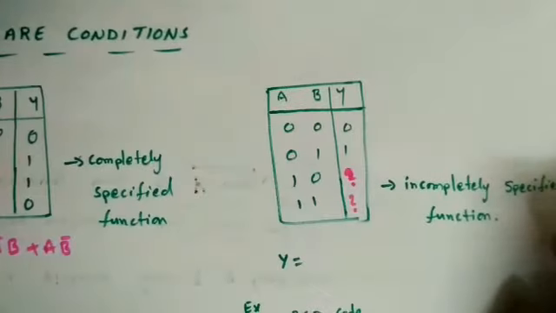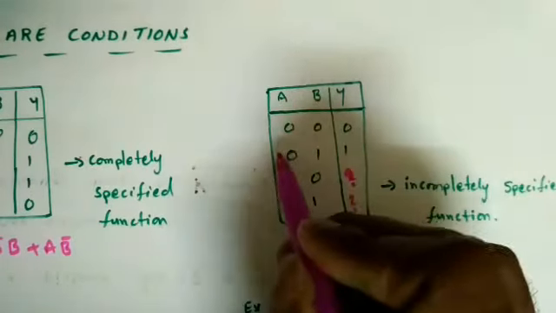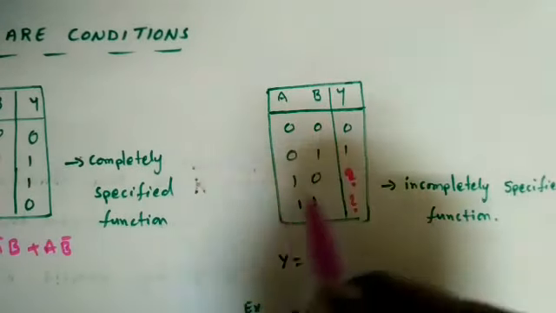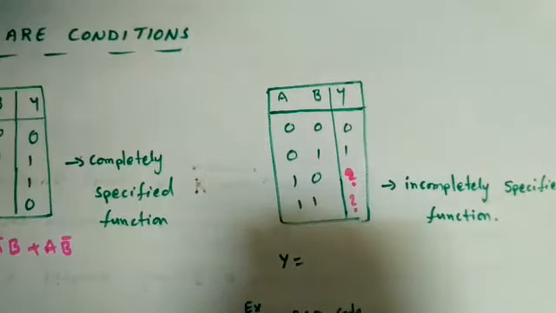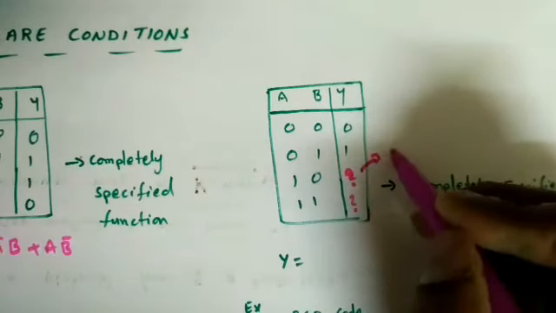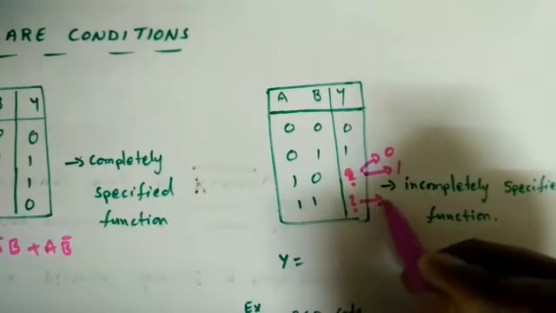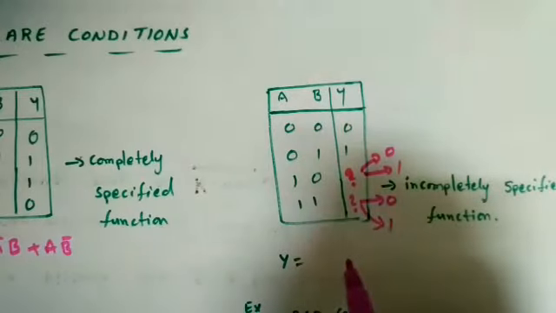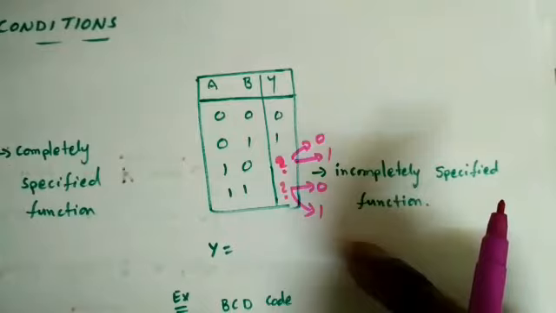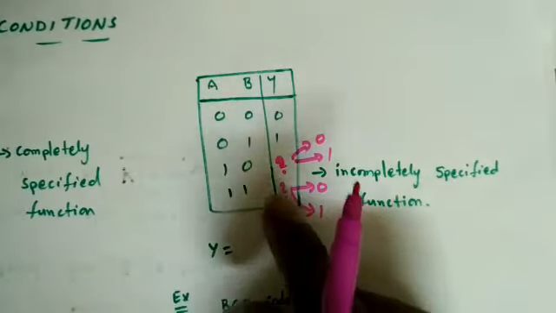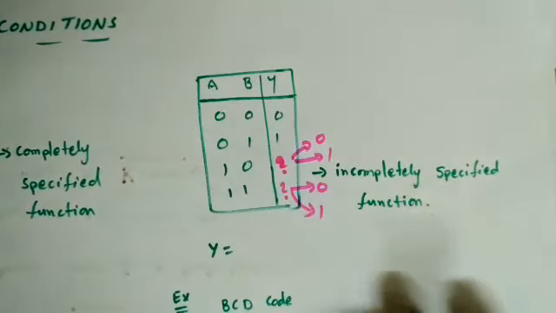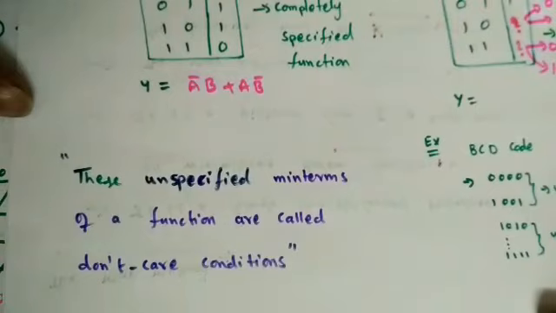Suppose that for these two input combinations, or two input min terms, we know the function value. For the next two combinations, that is 10 and 11, we don't know, so that is incomplete. It may be 0, it may be 1. Similarly, this may be 0, this may be 1. We don't know completely. This type of function is called an incompletely specified function. For these two input combinations, the function value is not defined. It may be any value. That is called don't care conditions.